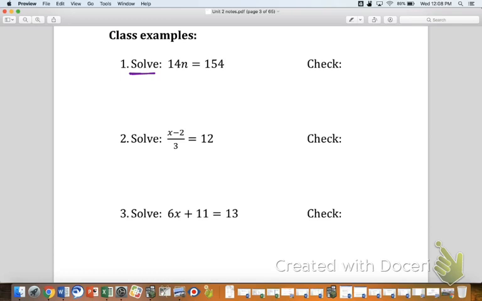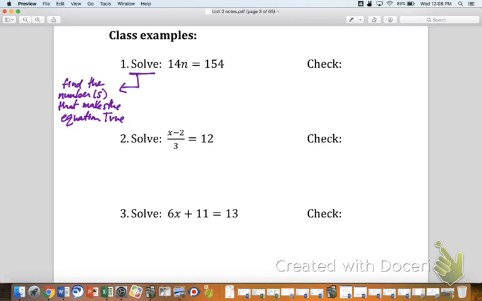So when you see the word solve, what solve means is find the number, or perhaps numbers, that makes the equation true. Find the number or numbers that make the equation true.